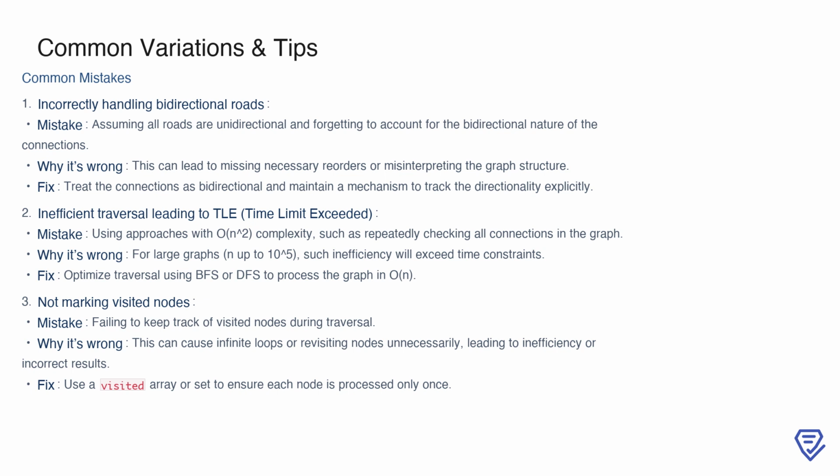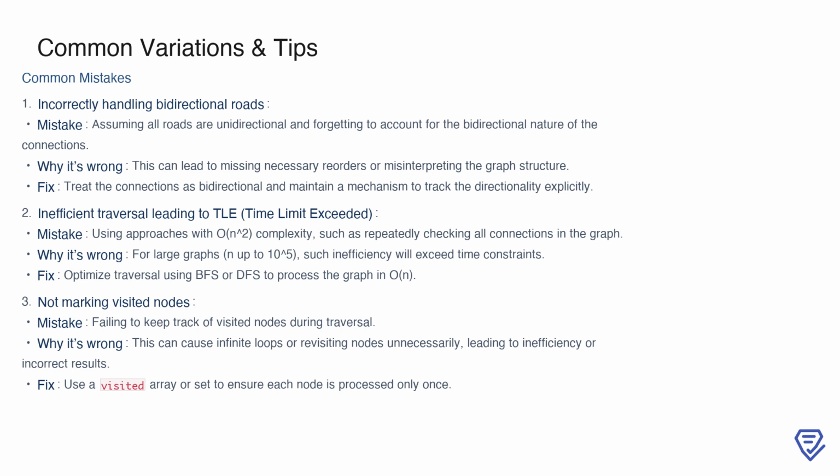First, a frequent error involves incorrectly handling bidirectional roads. If you assume all roads are unidirectional and fail to account for their bidirectional nature, you might miss necessary reorders or misunderstand the graph structure. The fix is to treat the connections as bidirectional while explicitly tracking the directionality of each road.